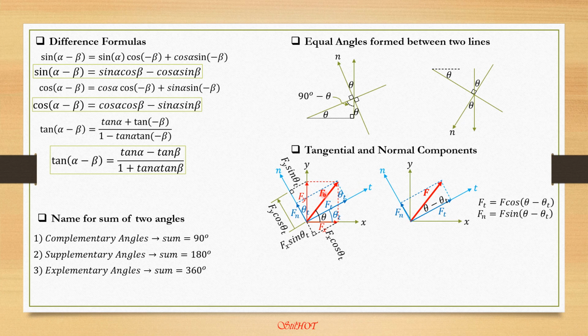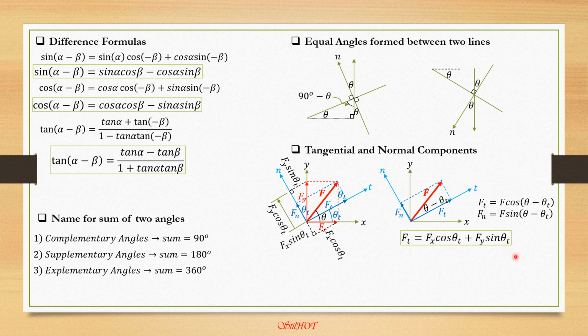While the tangential component of Fy is in this direction, it is positive also from the normal axis. It is perpendicular to the normal axis, so it is going in that direction, just like the tangential component of Fx is in that direction. The tangential component of Fy is in the positive tangential direction, so both are positive. So Ft is Fx cosine theta t plus Fy sine of theta t.